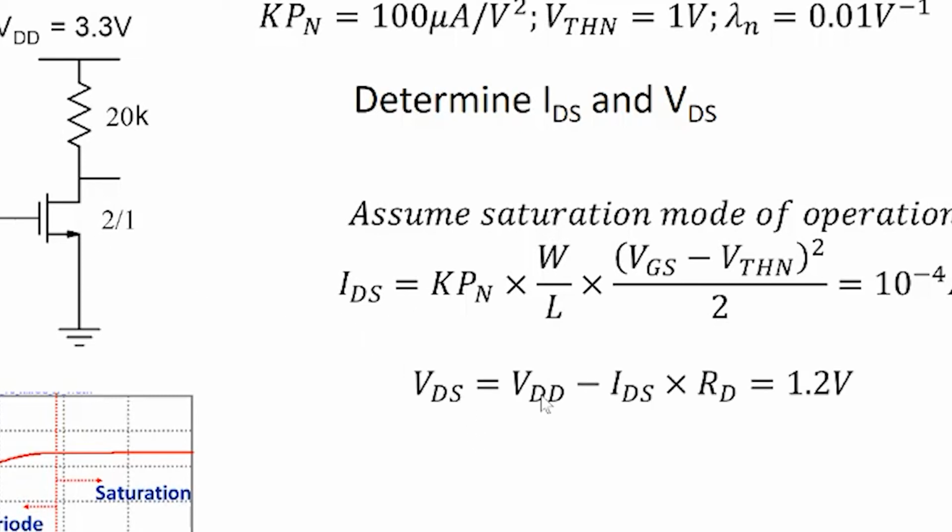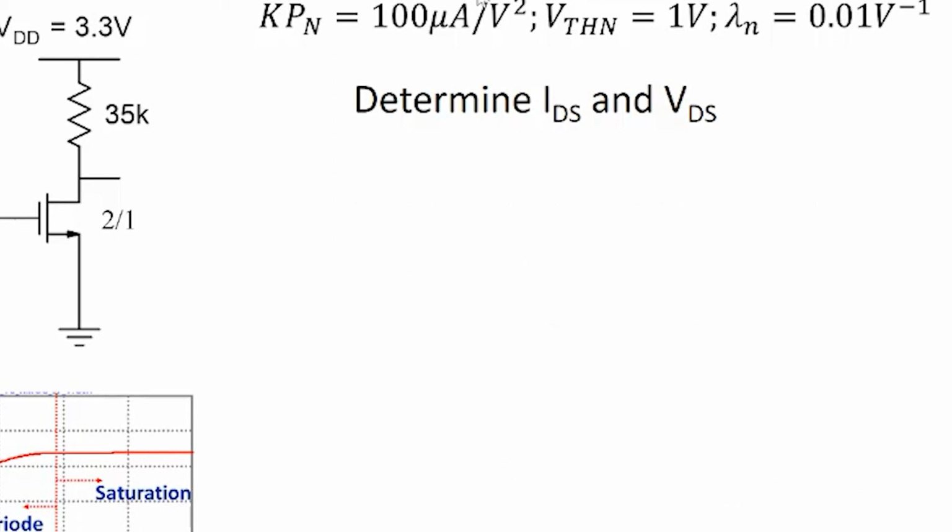So VDS is equal to VDD minus IDS RD, so 1.2. And VDSAT is VGS minus VTH, equal to 1 volt. Since VDS is greater than VDSAT, our assumption is correct. We assumed saturation mode of operation and found that our assumption is correct, so all these values that we calculated are correct. So the problem is solved. We know the drain current is 10^-4 amperes, and the drain to source voltage is 1.2 volt here.